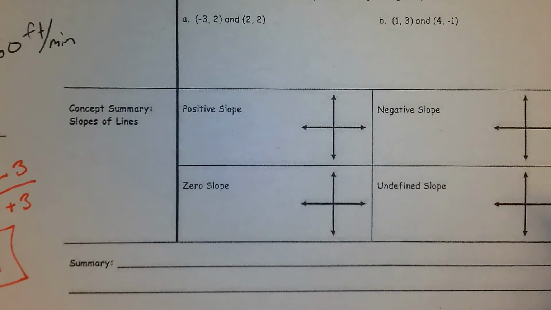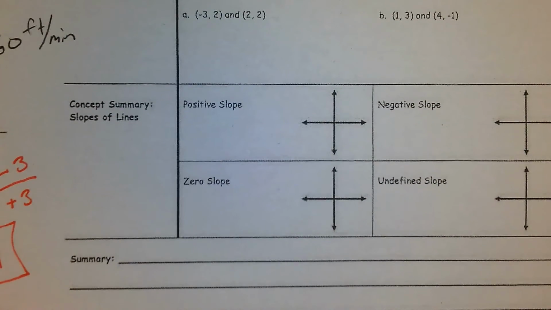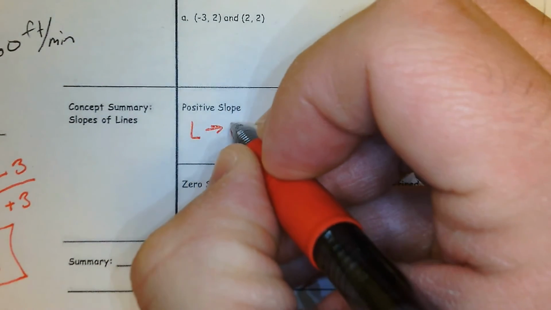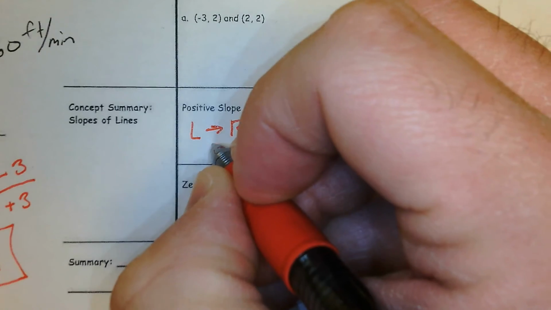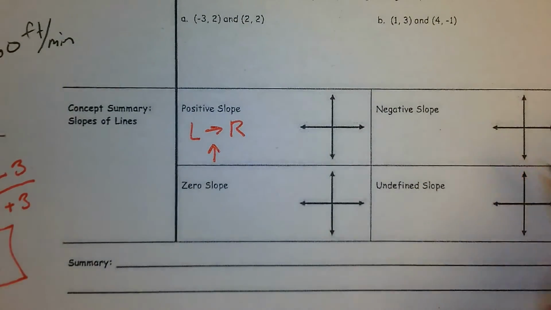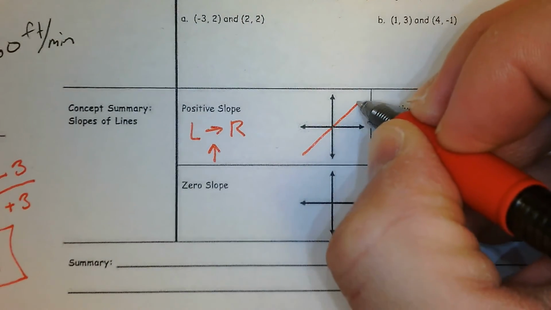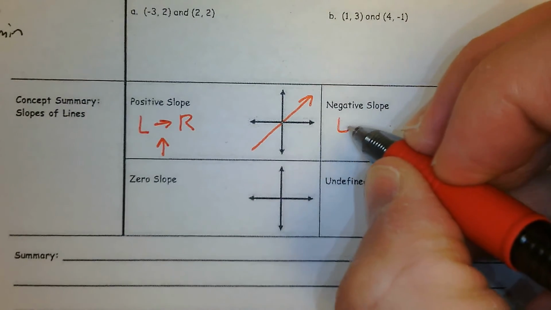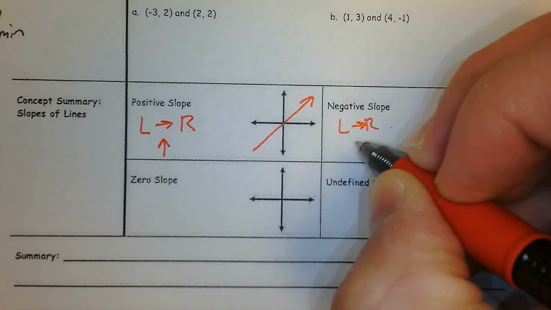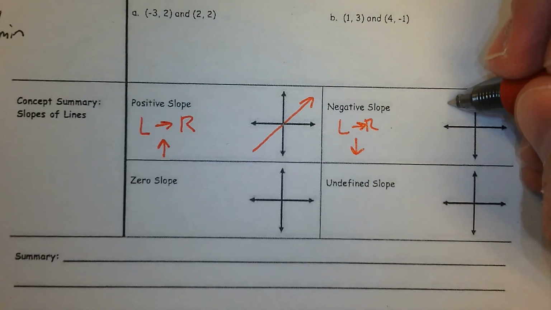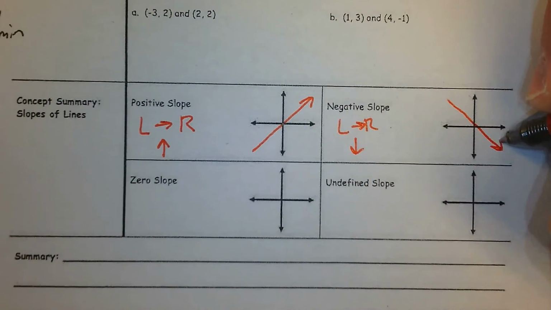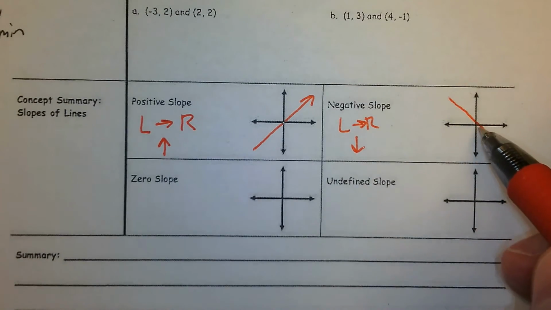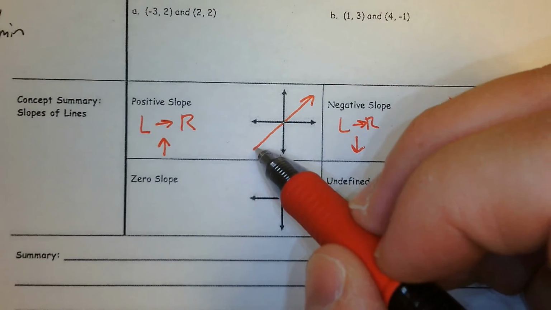Okay, the last things we need to know here. We have what type of slopes we have? A positive slope from left to right will move in an upward direction. So from left to right, it's moving up. A negative slope from left to right will move in a downward direction. So from left to right, it's moving down. So if you were to follow along with your pencil, you'd notice your pencil's going down if you go from left to right.